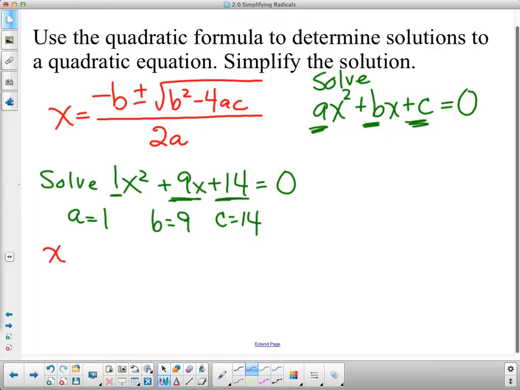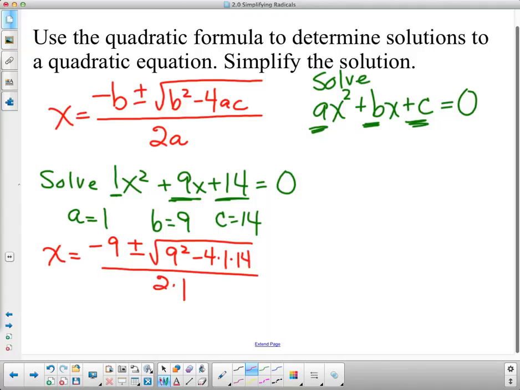So to get what x is, we take the opposite of the b value. Plus and minus means there's going to be 2 answers, one with adding, one with subtracting. Square root of 9 squared minus 4 times 1 times 14, all divided by 2 times 1. See where I got the numbers?